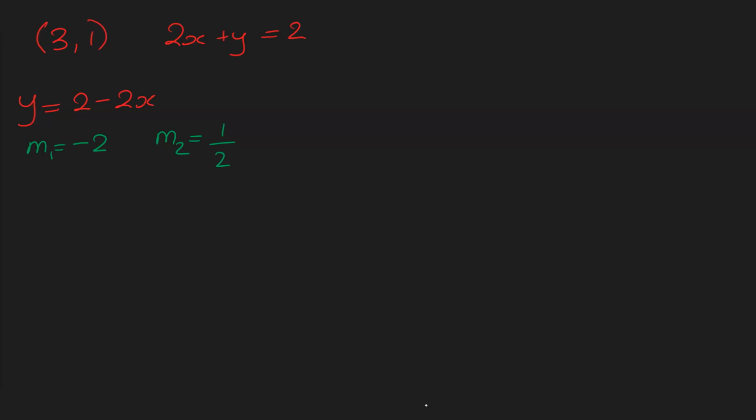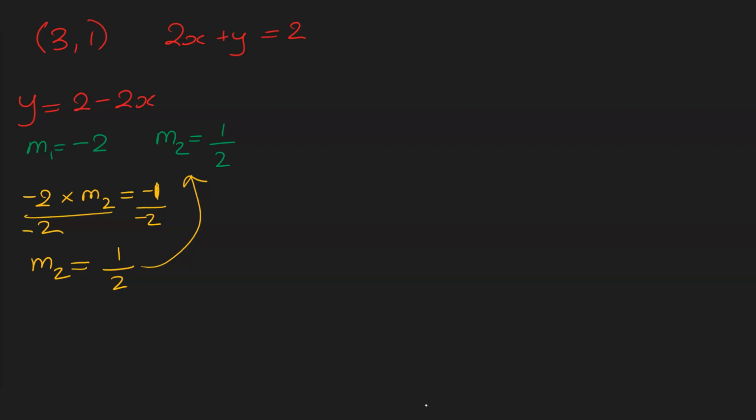I'll do it in yellow over here so you can see what I mean. We've got -2 times m2 equals -1, and that's the equation I'm using: m1 times m2 equals -1. I'll divide this side by -2, and this side by -2, therefore m2 equals positive 1/2. And that is what I have determined right there.